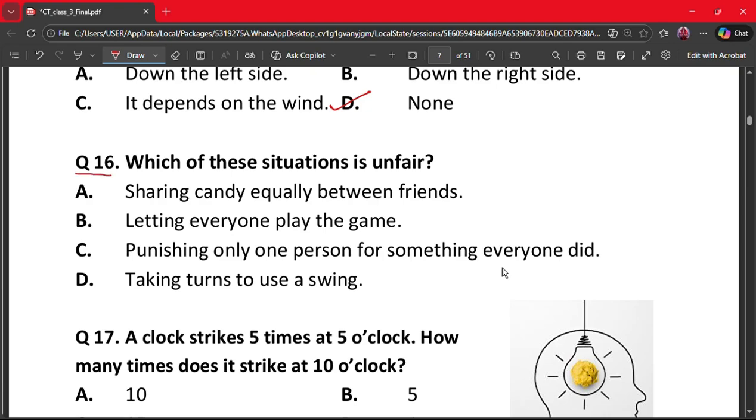Question 16. Which of these situations is unfair? A. Sharing candy equally between friends. B. Letting everyone play the game. C. Punishing only one person for something everyone did. D. Taking turns to use a swing. The correct answer is option C. Punishing only one person for something everyone did.